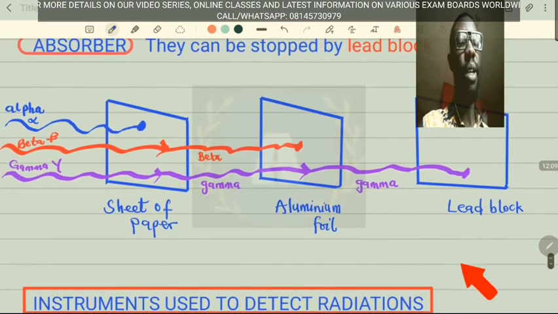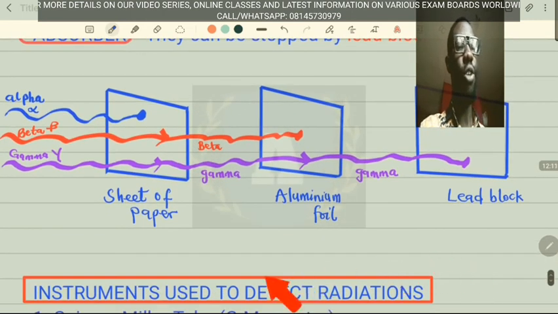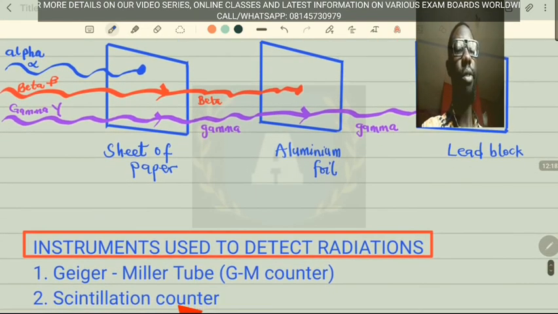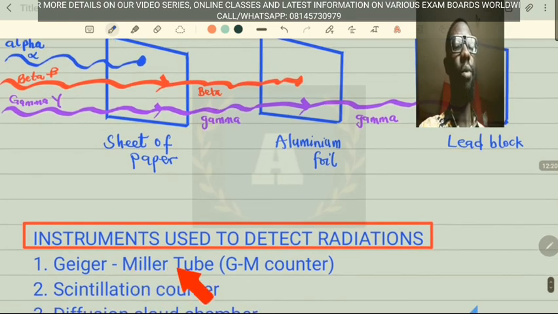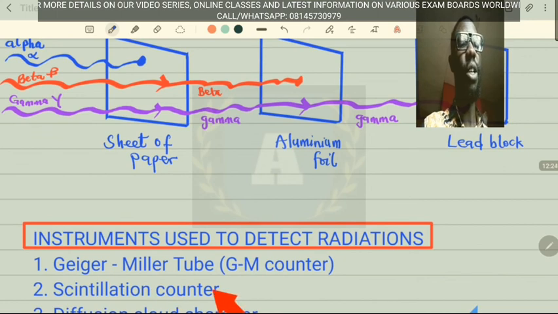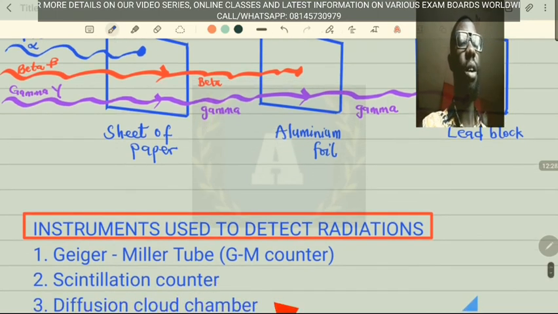Now, instruments. What instruments do we use to detect radiation? We have three important instruments that are used to detect radiation. We have the Geiger-Müller tube, which is also known as the GM counter. We have the scintillation counter and the diffusion cloud chamber. Those are the instruments we use in detecting radiation.